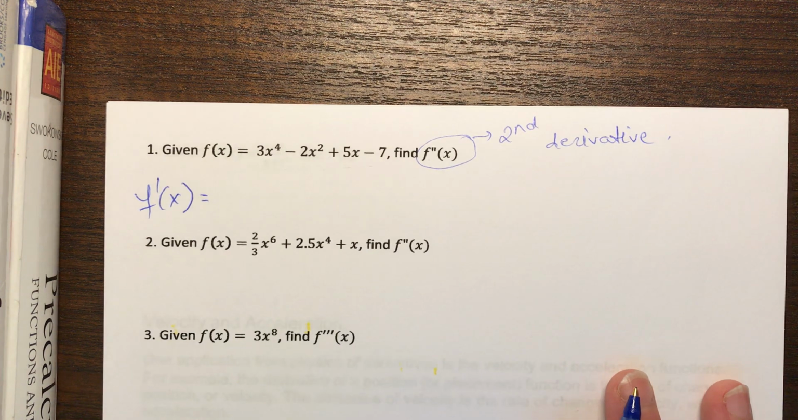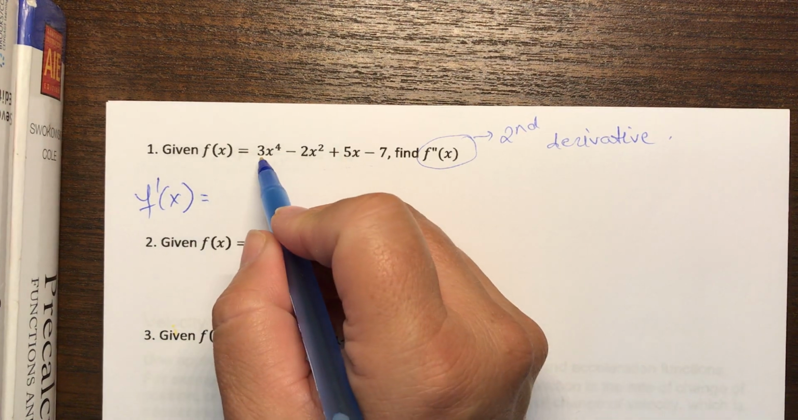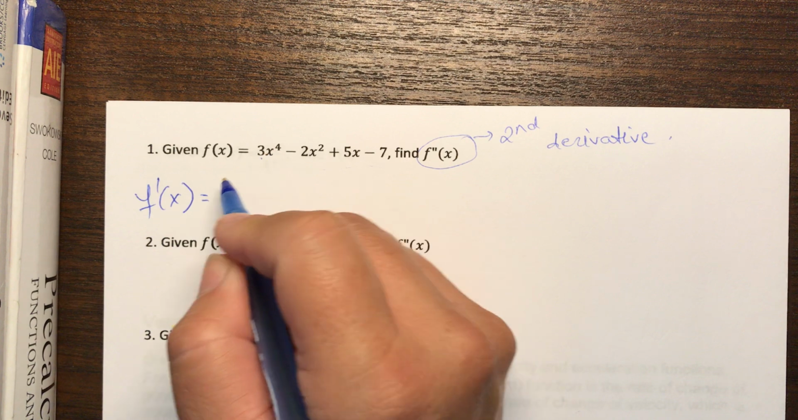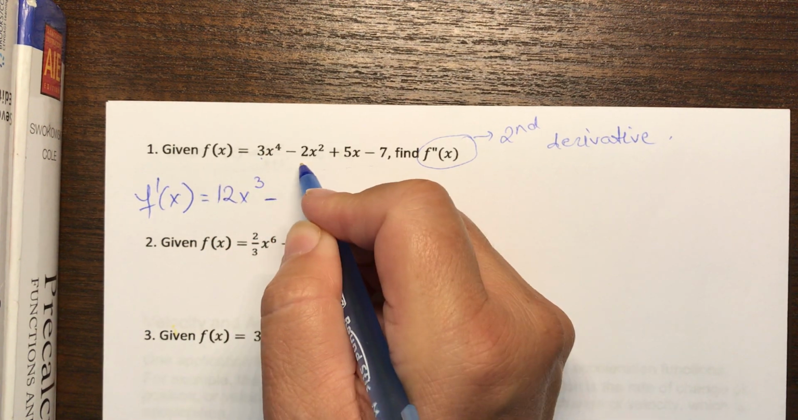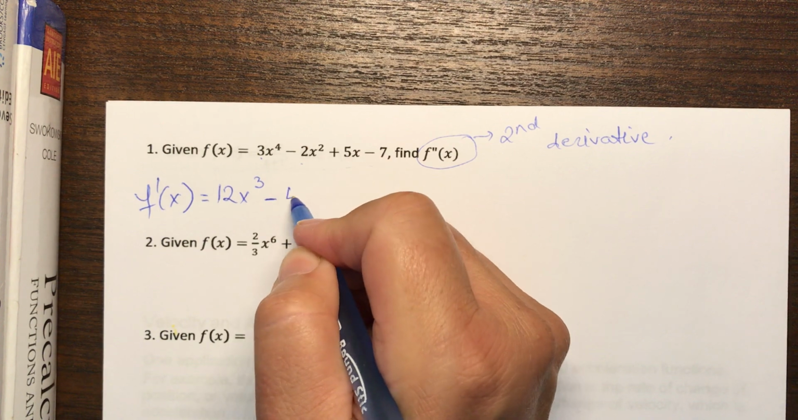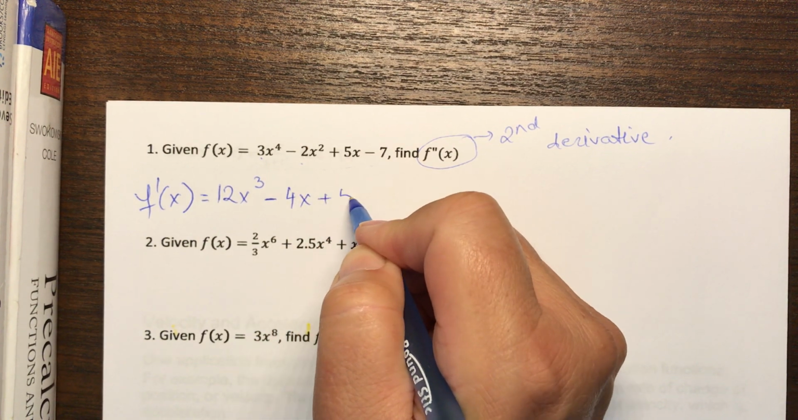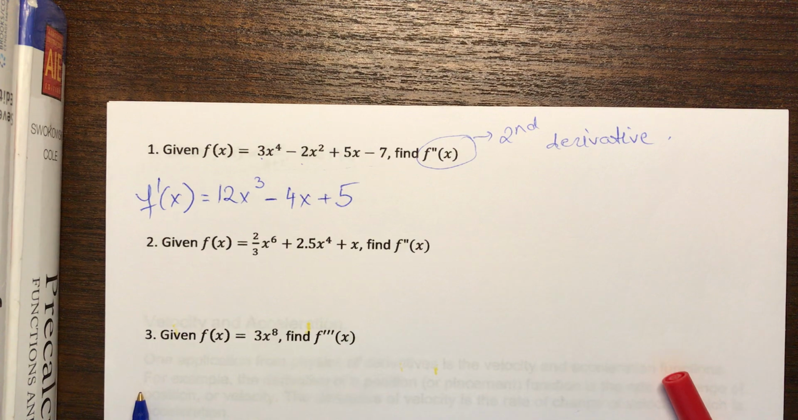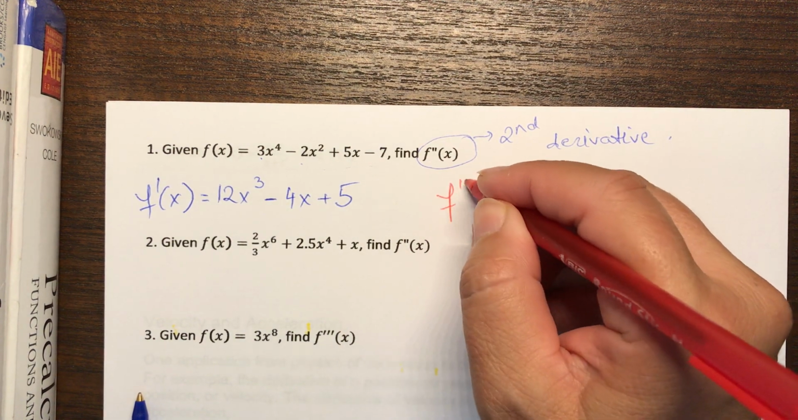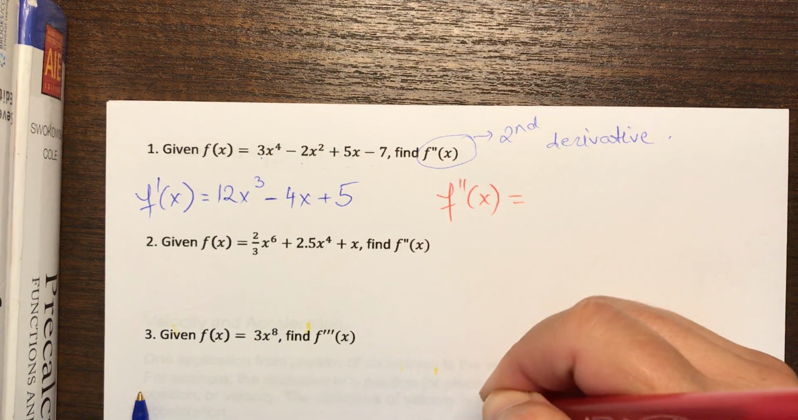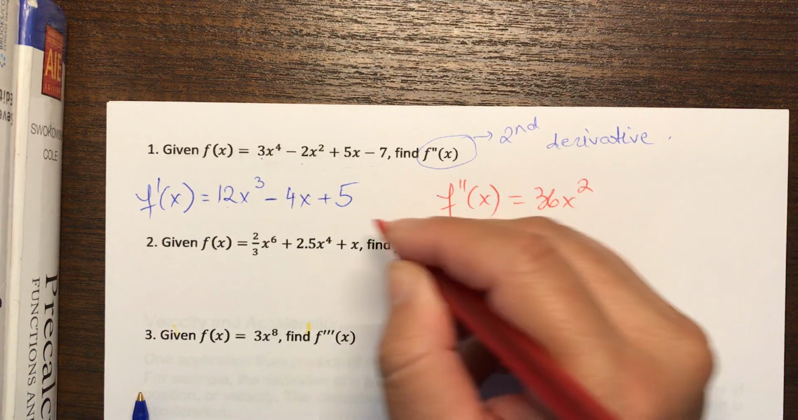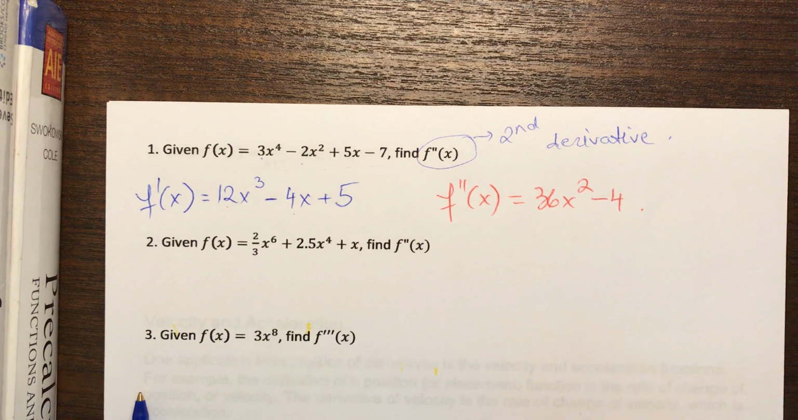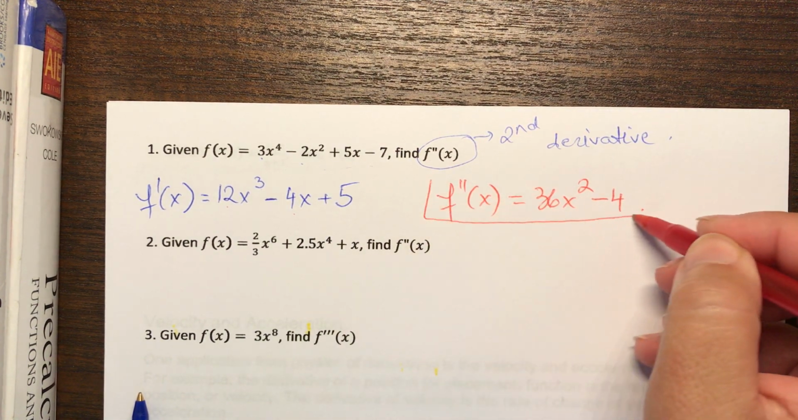Okay. So the first derivative, that's easy, right? We've been practicing on this. So 3 times 4 is 12, x to the third, minus 2 times 2 is 4x, plus 5. Okay. What's the second derivative? Well, 12 times 3 is 36, x squared, minus 4. Now, did I say to go on? No. So you're going to stop right here.